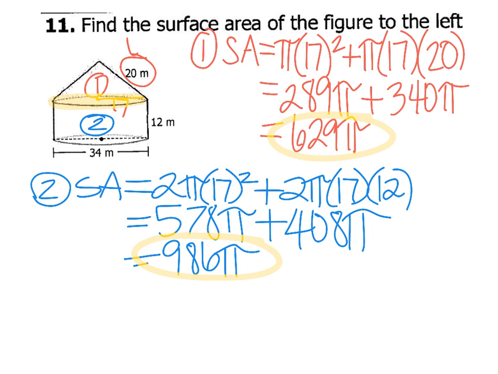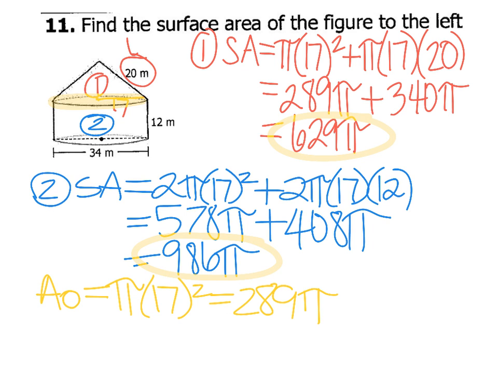So first off, let's find the area of that circle. So the area of this circle is going to be pi times radius, which is 17 squared. All right, so 17 squared is going to give us 289 pi, okay? So this equals 289 pi, and that's just the area of the circle once.